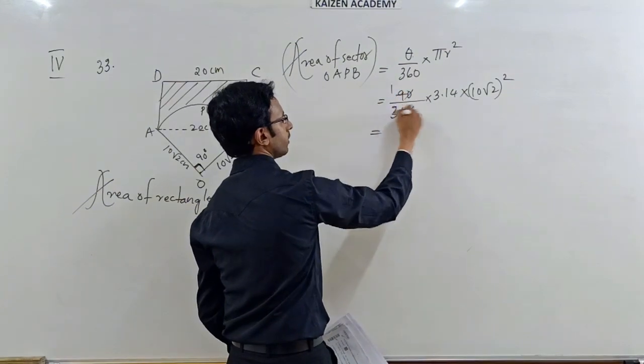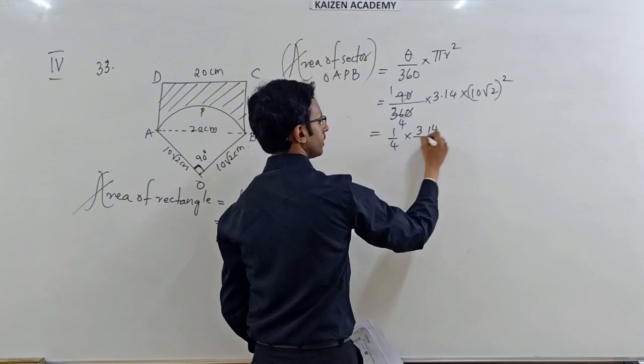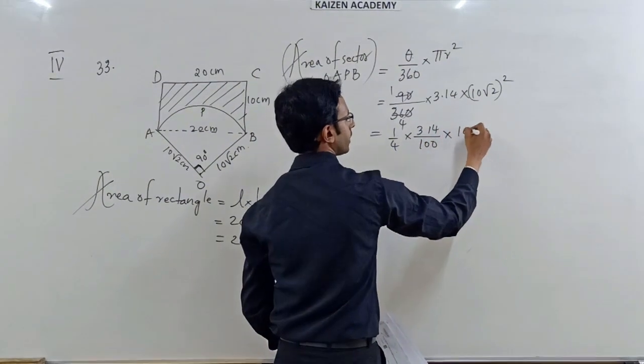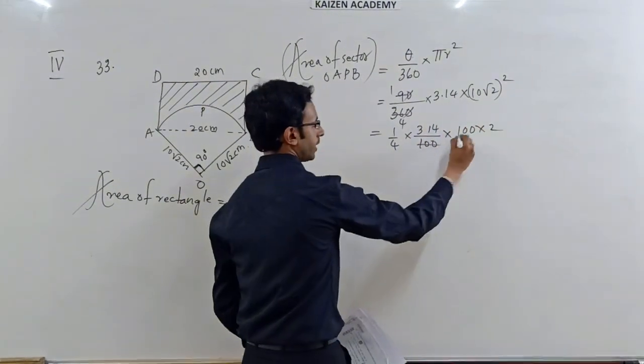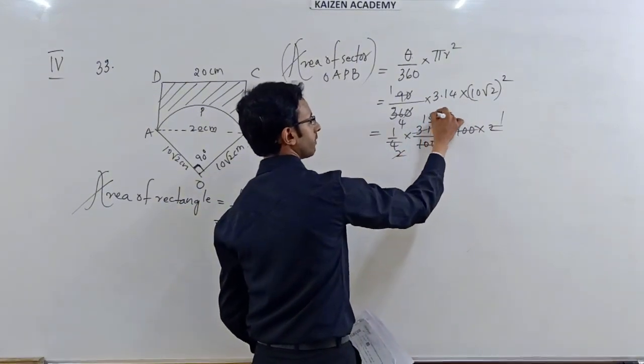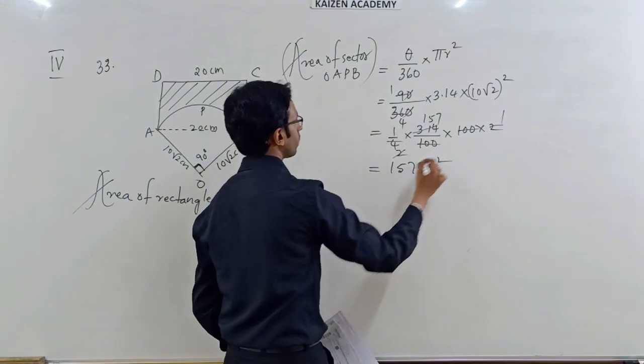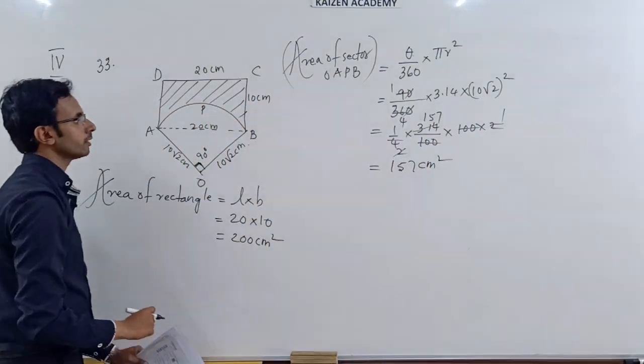0 0 cancels, 9 1s are 9, 4s are 36, so you get 1 by 4, into converting this decimal into fractional form, squaring this. 100 cancels out, 2 2s are 4 and 2 1s are 2. 157 times 2 is 314, so you get 157 centimeter square as the area of this sector.